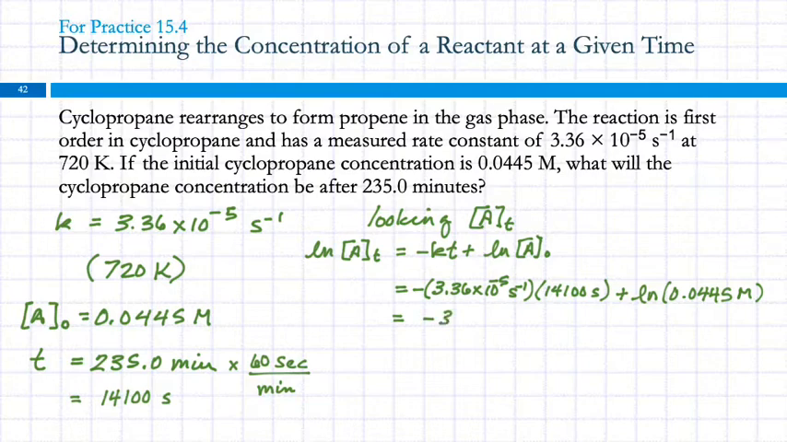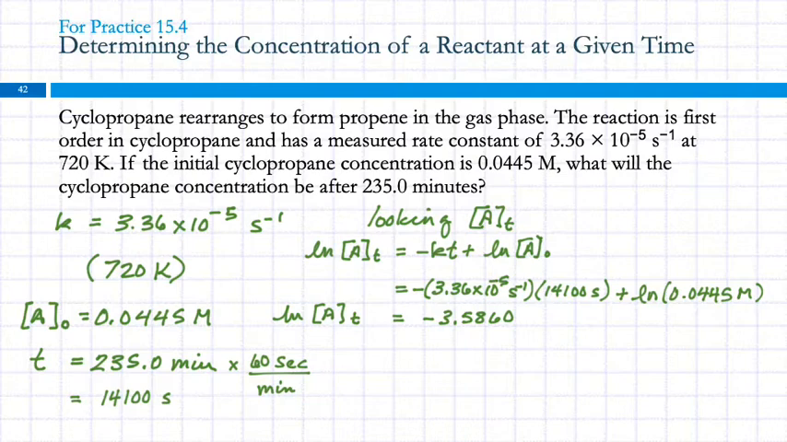And I'm coming up with negative 3.586. If you're not sure how many significant figures to use, or if you're not at the final answer, put in a couple extras. So I'm coming up with that. Is that the concentration? No, that's the natural log of the concentration.